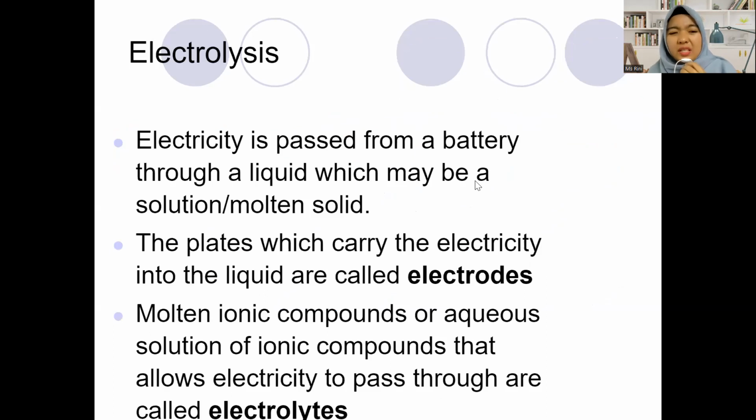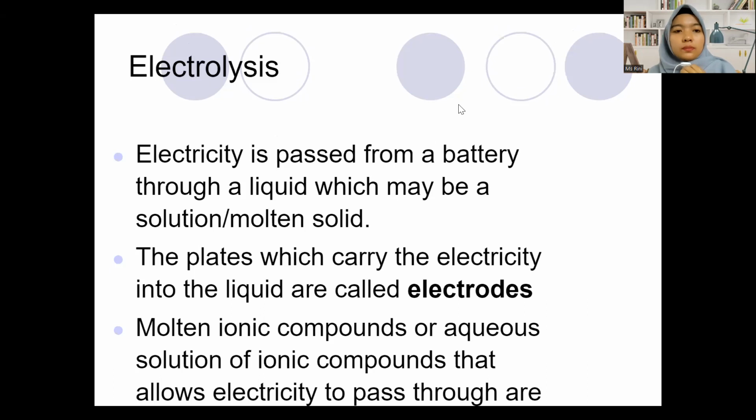Okay, what is electricity? Electricity is passed from a battery through a liquid, which may be a solution or molten solid. So we involve electricity to process the electrolysis. And then we have some terms that are similar, but don't get confused with them.